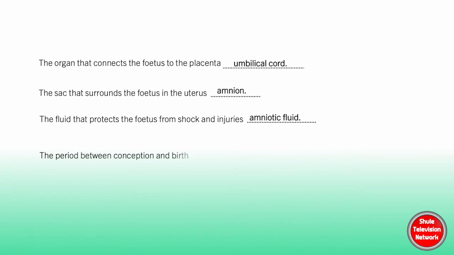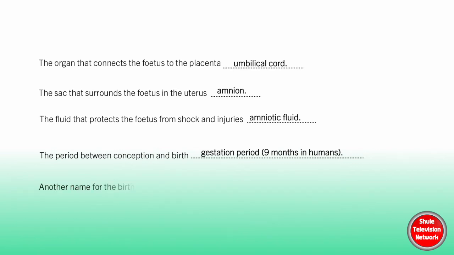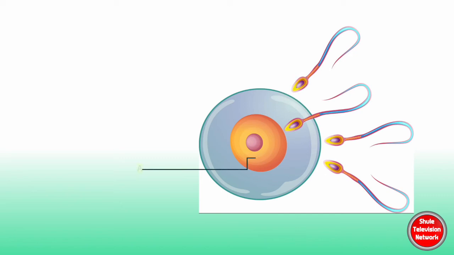The period between conception and birth is known as dash. Gestation period. In humans, it is 9 months. Another name for the birth canal is dash. Vagina.